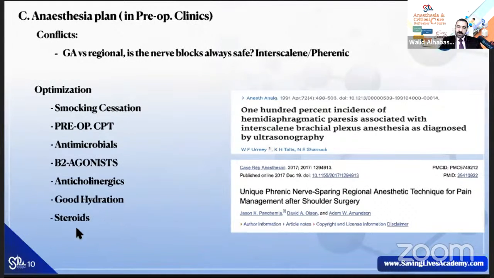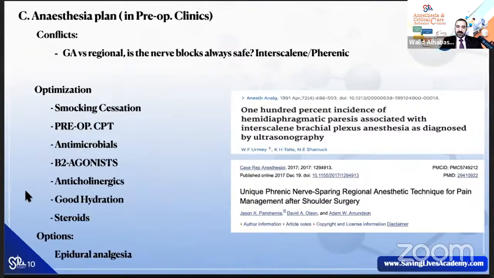Steroids. Remember that if this patient is on prednisolone at home, you need a stress dose of steroids on the day of surgery. If this is the routine of the patient, 5 milligrams of prednisolone per day, you can give him hydrocortisone 50 milligrams as a stress dose of steroids, not 100. 50 should be enough. Okay.